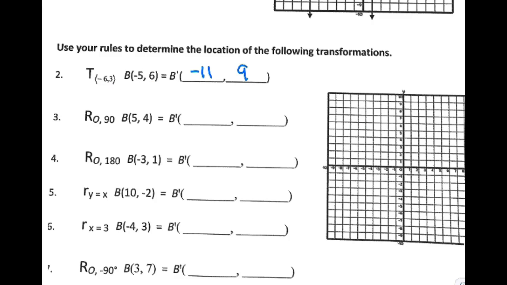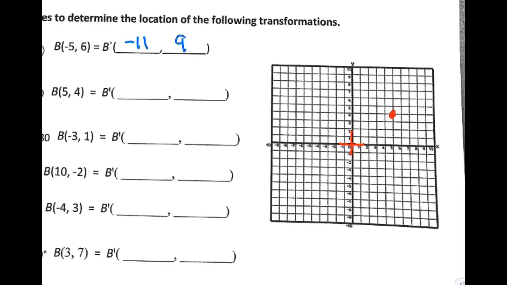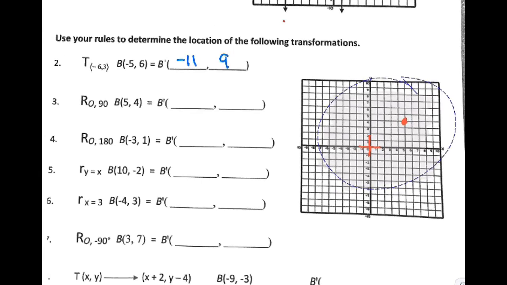Number 3, you're taking the point 5, 4, right there, and you're rotating it 90 degrees. So here's where you use your patty paper. I say anytime you're rotating, go to the patty paper if you want, unless you like the rules better. So there's my patty paper overlaid. And I'm going to rotate this 90 degrees clockwise, or counterclockwise, I'm sorry, positive 90 is counterclockwise, and that puts me at -4, 5.